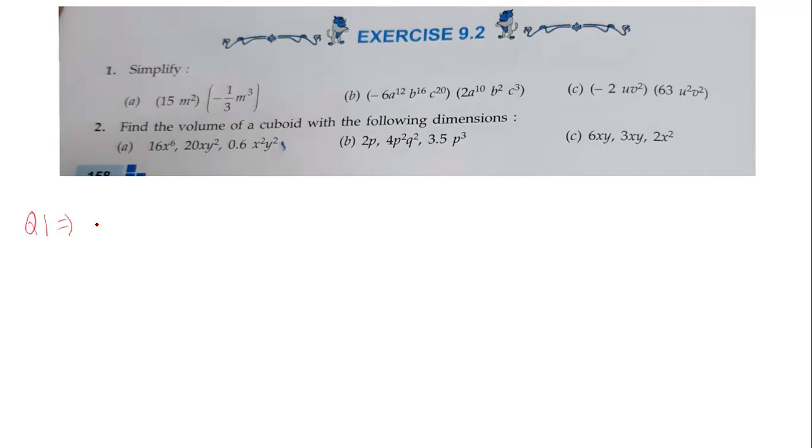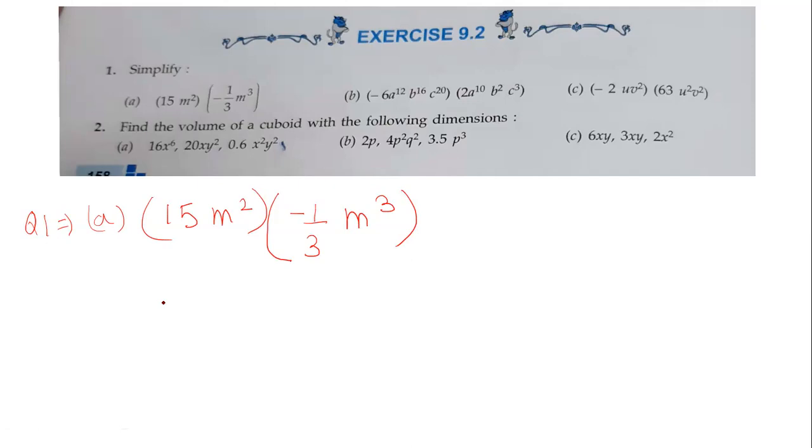question 1 says 15m square into minus 1 by 3 m cube. You have to multiply these two terms. So how can we multiply these two terms?